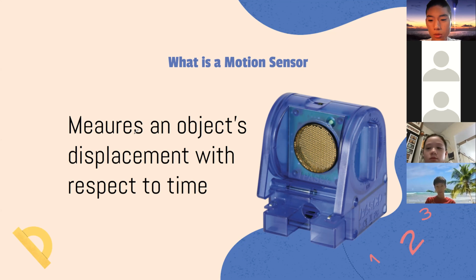But basically, one of the major sensors that we use is something called a motion sensor. What a motion sensor does is it sends out waves literally every second or even smaller than that. And if an object is moving towards it, it measures the time at which those waves come back. It's kind of like echolocation, like how bats track their prey. Motion sensors send out those waves and sense how quickly an object is moving towards it. Also on the screen, it says it measures an object's displacement with respect to time.